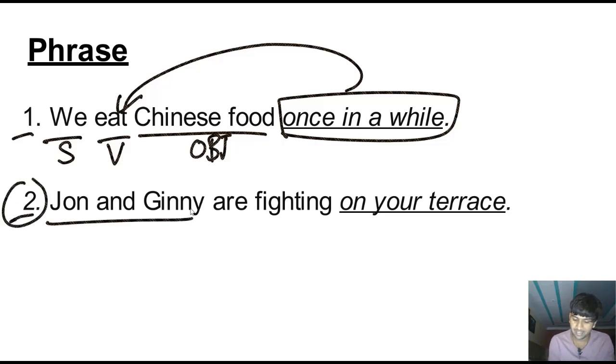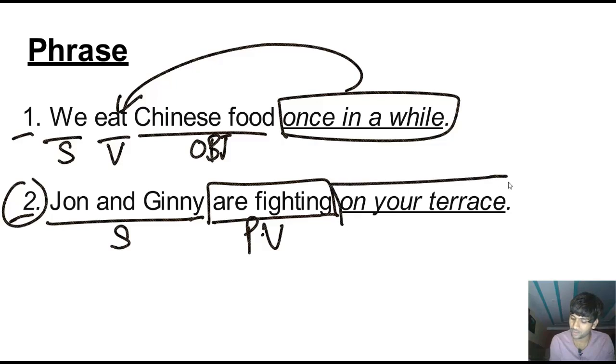John and Ginny, right? This is the subject. Fighting is the verb phrase. Fighting where? On your terrace. John and Ginny are fighting. Where are they fighting? They can fight at a place. They must fight at a place, right? So they're fighting. This action is happening where? On your terrace.